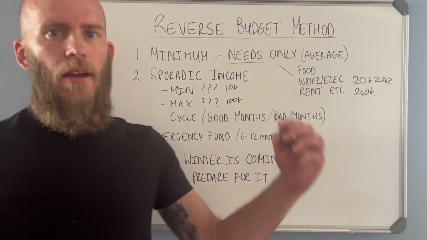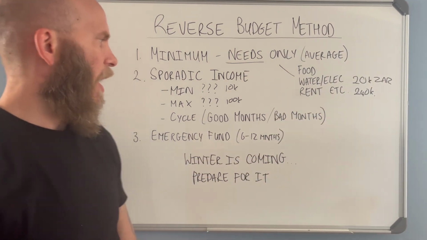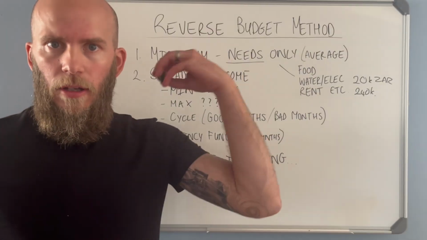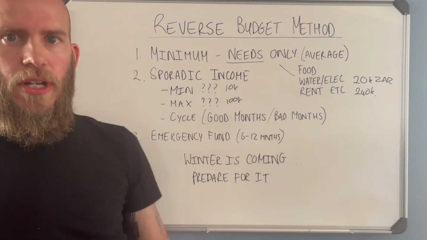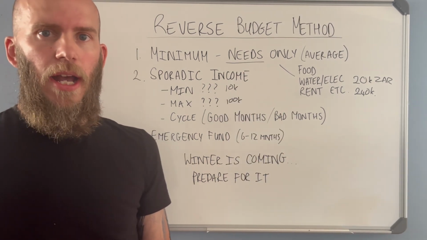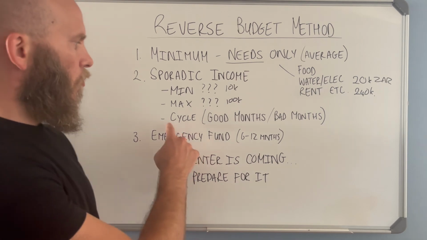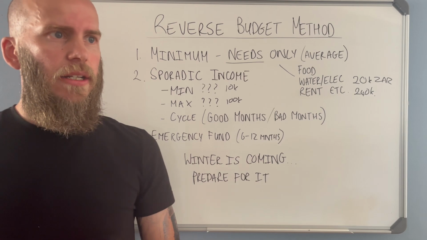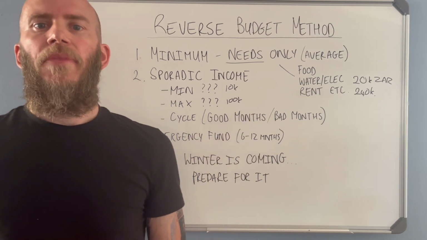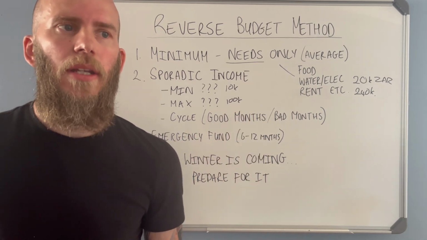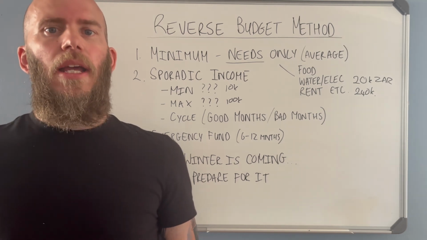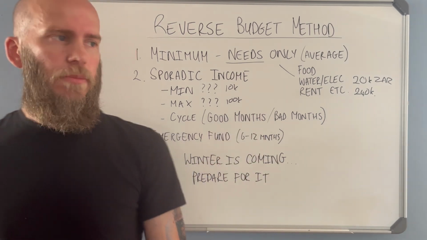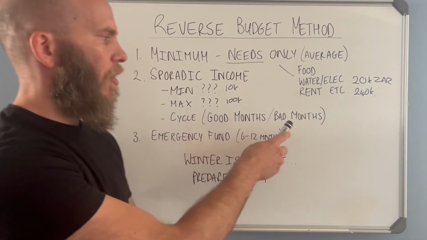You might have months that are good, you might have months that are bad, but you want to see in which months you have rainy days and which months you have summer days. And you can work out that there might be a cycle of good and bad months. For example, in the tax firm that I run, our good months are usually between July and October, and our bad months are usually March right up until June. So we know that those are good and bad months.